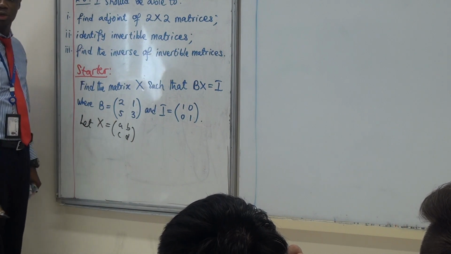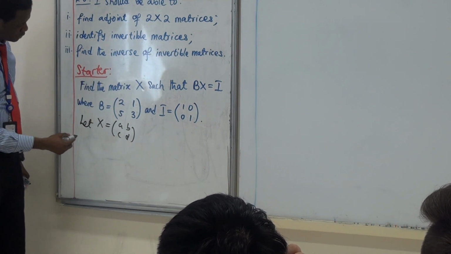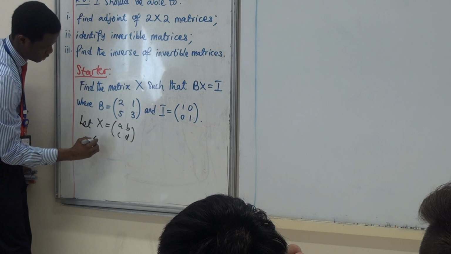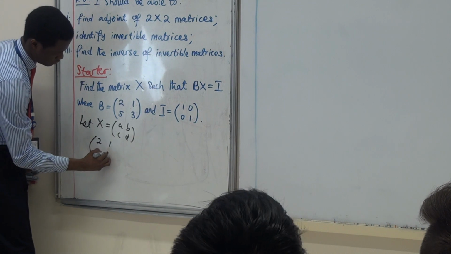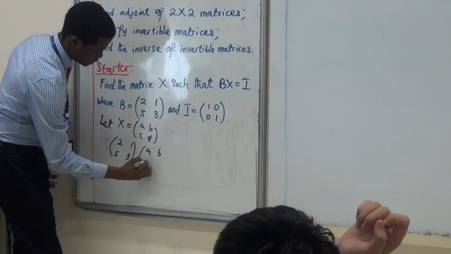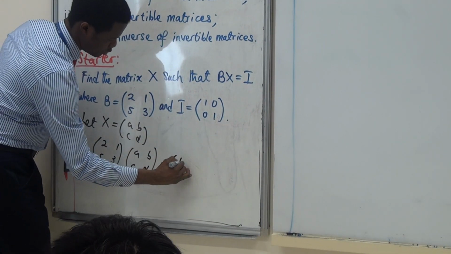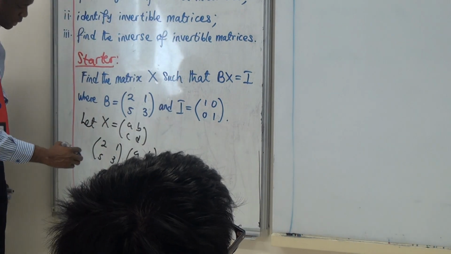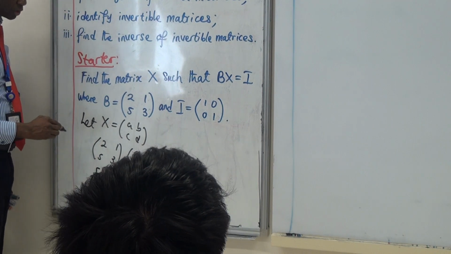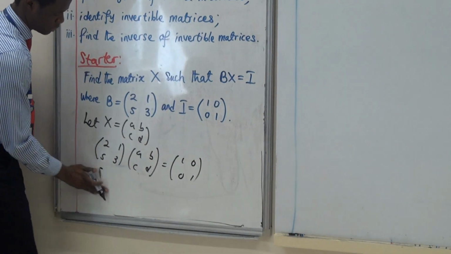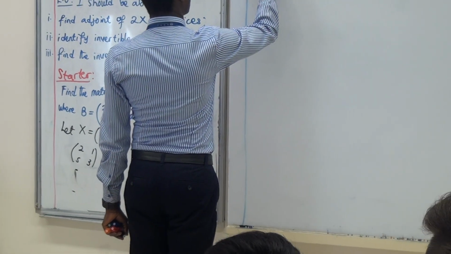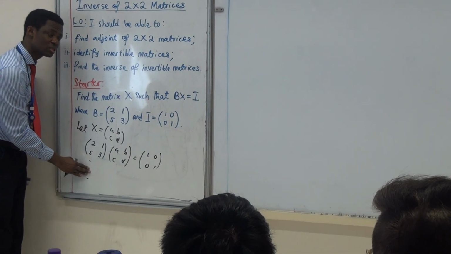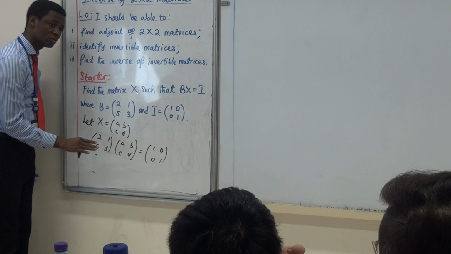So if my x is this unknown matrix, what can I do? I can find out my BX is equal to I, to be something like this. So my B is 2, 1, 5, 3. My X is a, b, c, d. And the result will be 1, 0, 0, 1. Do you agree with this? Everybody talk to me, please. Can you still see? Is there a problem, ladies?